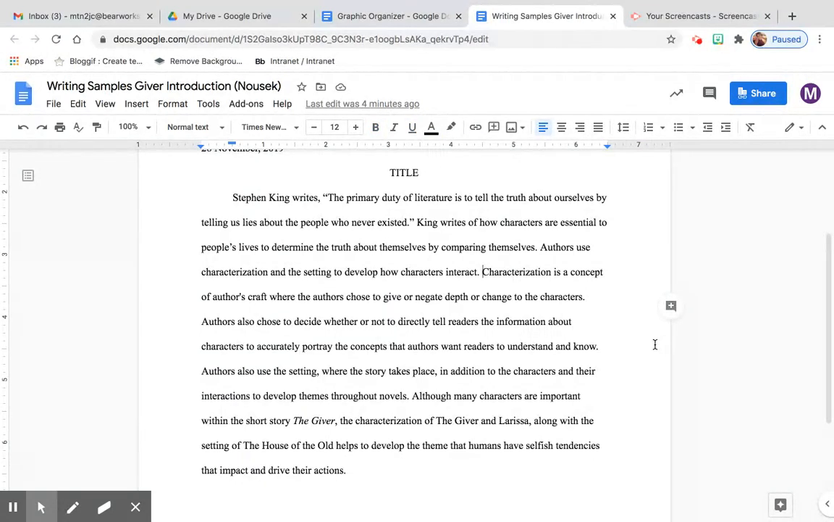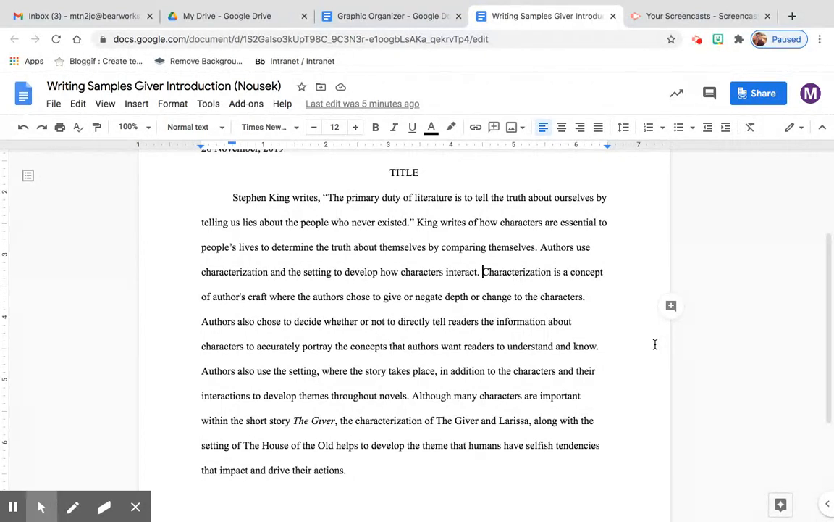Stephen King writes, "The primary duty of literature is to tell the truth about ourselves by telling us lies about the people who never existed." King writes how characters are essential to people's lives to determine the truth about themselves by comparing themselves. Authors use characterization and setting to develop how characters interact. Characterization is a concept of author's craft where the authors choose to give or negate depth or change to the characters. Authors also choose to decide whether or not to directly tell readers the information about characters to accurately portray the concepts that authors want readers to understand and know.